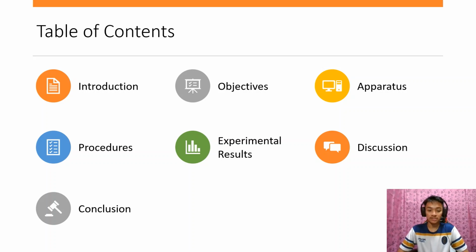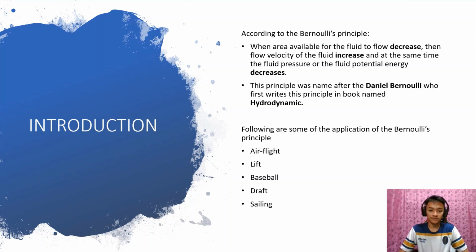my lab report presentation. So moving on to the introduction of the experiment, according to Bernoulli's principle, when the area available for the fluid to flow decreases, then the fluid velocity will increase, and at the same time, the fluid pressure or the fluid potential energy will decrease. And this principle was named after Daniel Bernoulli, who first wrote this principle in a book named Hydrodynamics. And some applications of the Bernoulli principle can be seen in air flight, lift, baseball, draft, and sailing.